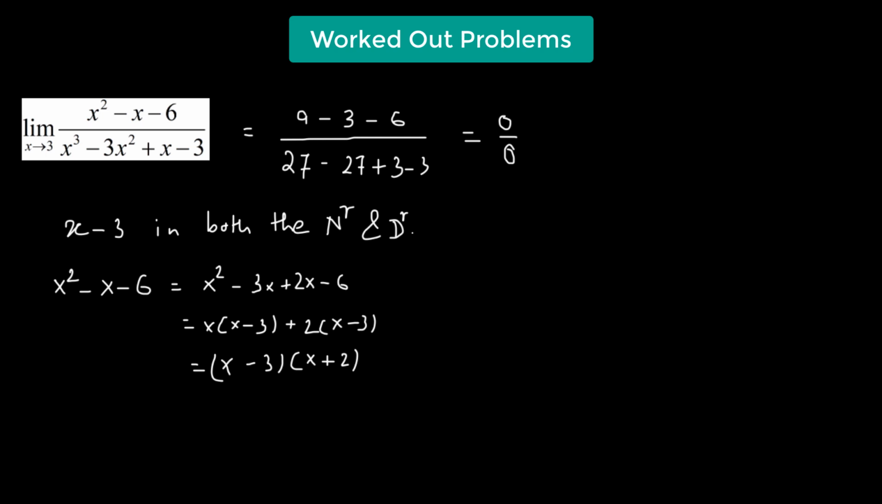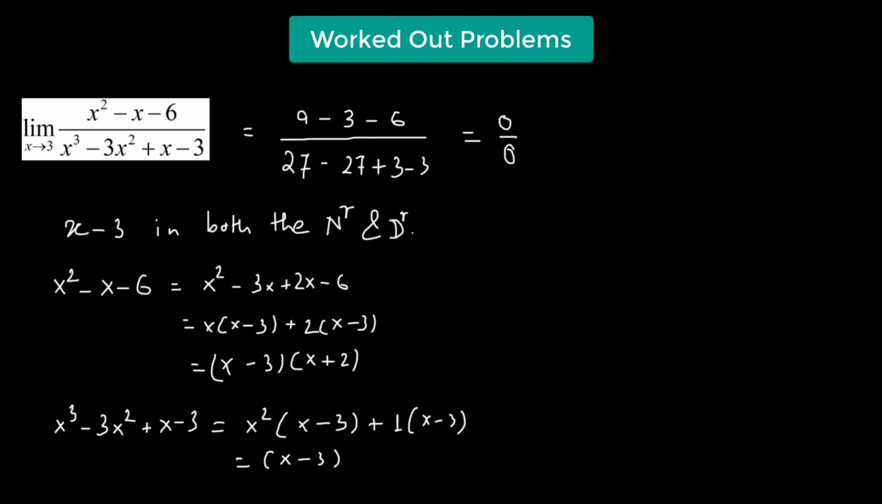Now we're going to factorize the denominator. So we have x cubed minus 3x squared plus x minus 3. So from the first two terms, we are going to factor out x squared. That leaves us with x minus 3. Plus, we're going to factor out 1. So we have x minus 3. So taking x minus 3 as the common factor, we have x minus 3 times x squared plus 1.